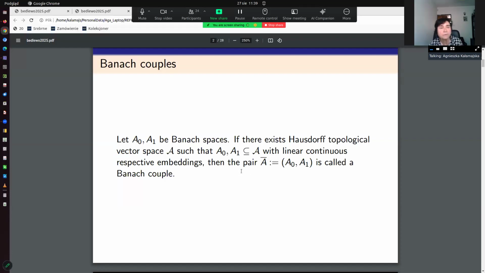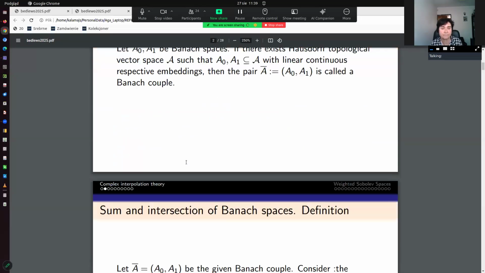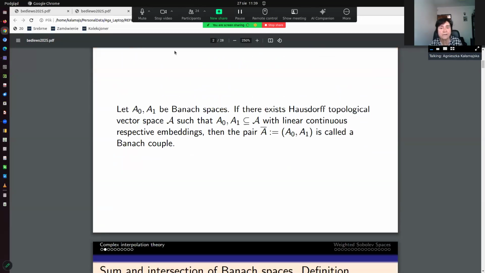First, let me say what Banach couples are. So I have two Banach spaces, and there is a Hausdorff topological space A, which can be, for example, a Banach space, such that both of them are subsets of that A, and there is a linear and continuous embedding. Then we say that the pair A0 and A1 is a Banach couple. So we have a Banach couple, with A with the bar, and it is about two spaces.